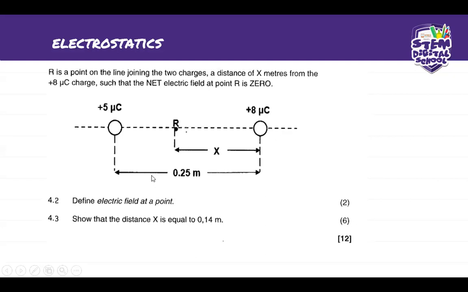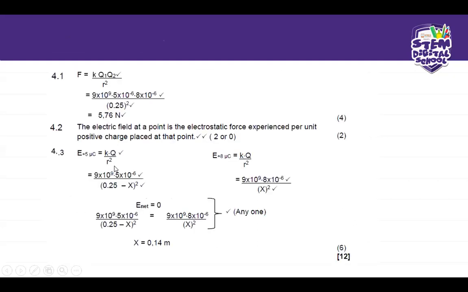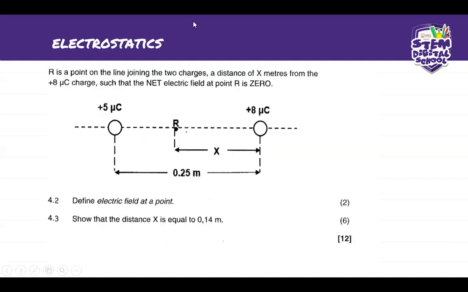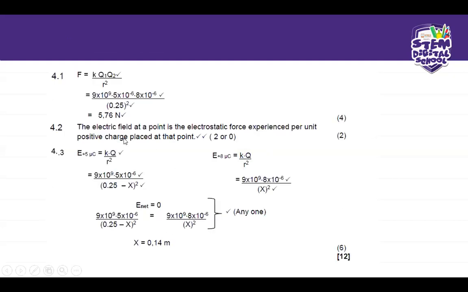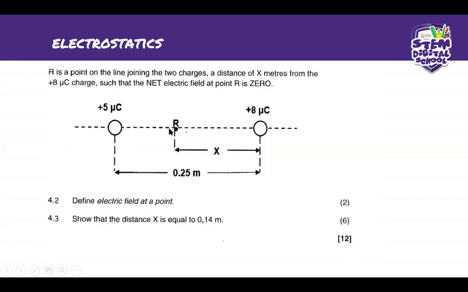So now for 4.2, they want to know: define the electric field at a point. So basically now we're going to be defining what is point R, because point R is a point in the electric field. Okay, so they say here the electric field at a point is the electrostatic force experienced per unit charge placed at that point. So it's the force per unit positive charge placed at a point. So basically, that's what defines this R that we have right here.